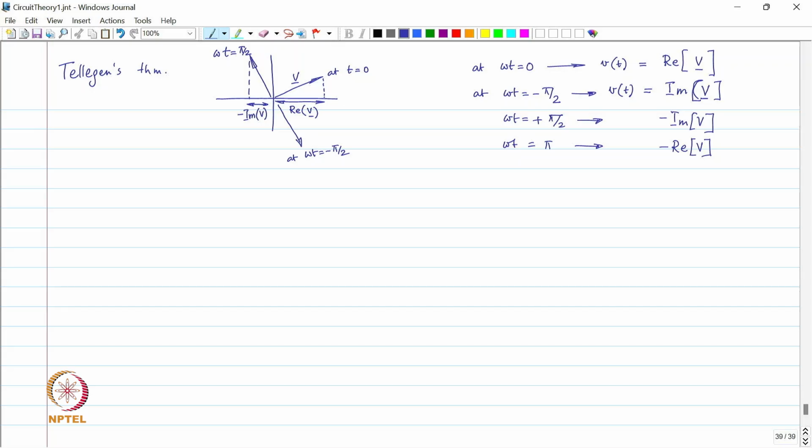Your vector is rotating, all right. Always the actual voltage is the real part of that vector. You can think of it as the projection, the shadow of the vector on the real axis. You shine light from the top, and the shadow of the vector on the real axis is the actual value.